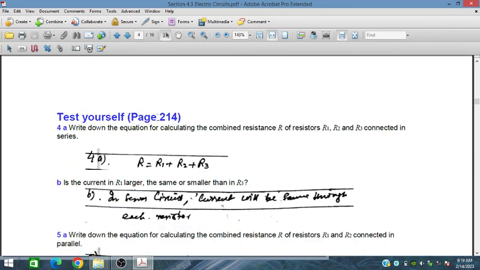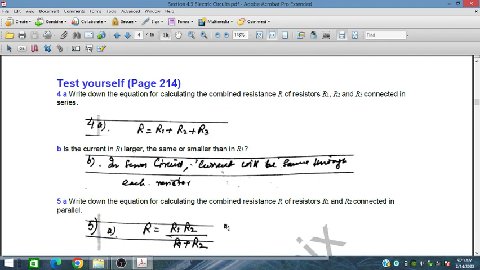Test yourself on page 214. Write down the equation for calculating the combined resistance of R1, R2, R3 connected in series. So R is equal to R1 plus R2 plus R3. This is the equivalent resistance. And is the current in R1 larger, the same, or smaller than R3? Because they are in series, the same current will flow through each resistor.